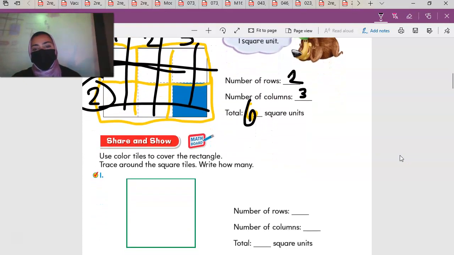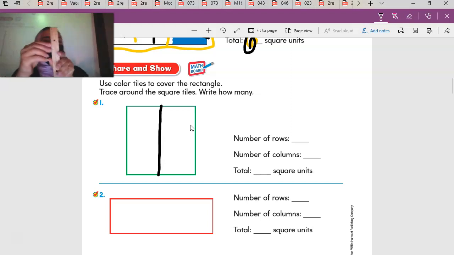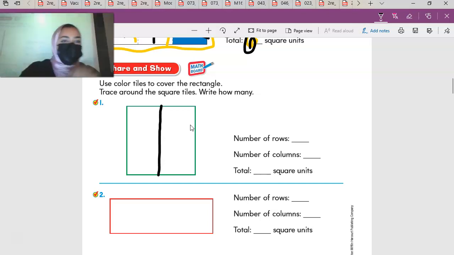Does everybody understand? All right, you're going to use colored tiles to cover this rectangle and trace around the square tiles. Then you're going to write down how many tiles you used. So my onliners, you're going to guesstimate just like I am. You can use a ruler actually by 1 inch. So if you use a ruler and you're on the inch side, here where it says 1, you can kind of use that to help you estimate how many. Okay.